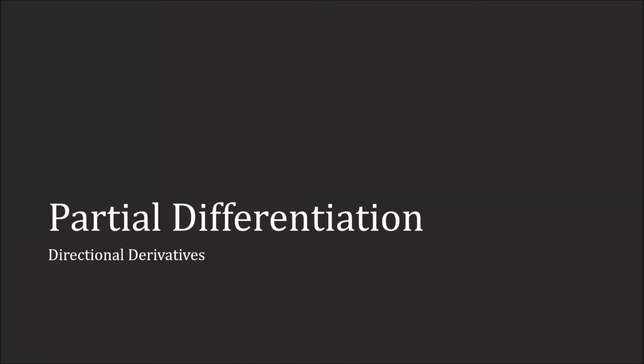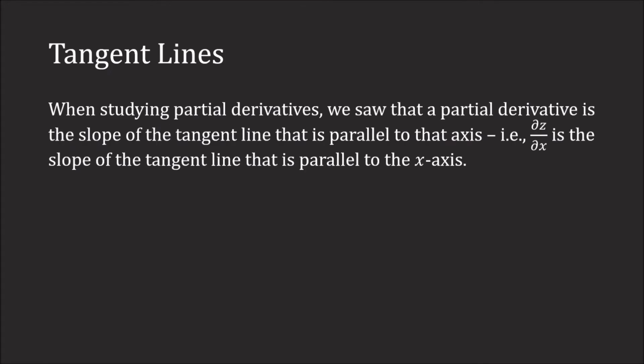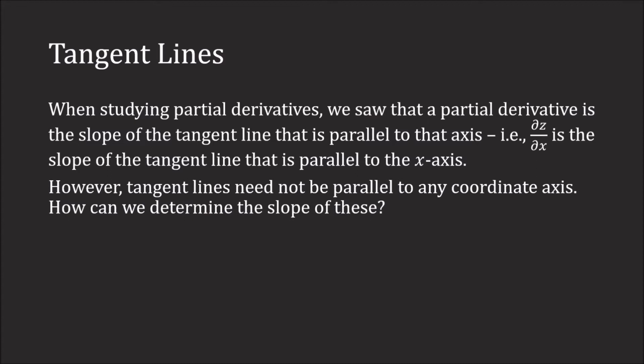We will now finish up partial derivatives by looking at a directional derivative. Remember that when we first started looking at partial derivatives, we saw that a partial derivative is the slope of the tangent line that is parallel to that specific axis, i.e. the partial derivative with respect to x was the slope of the tangent line that was parallel to the x-axis. However, tangent lines do not need to be parallel to a coordinate axis. So the question then arises, how can we determine the slope of these?